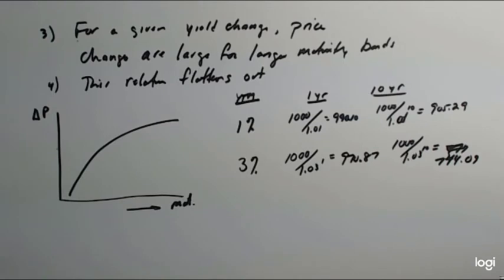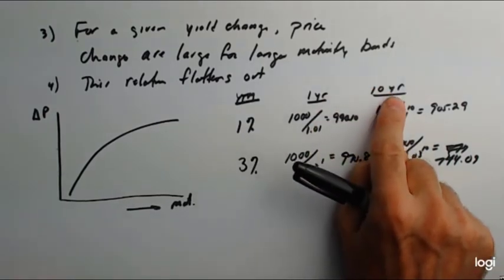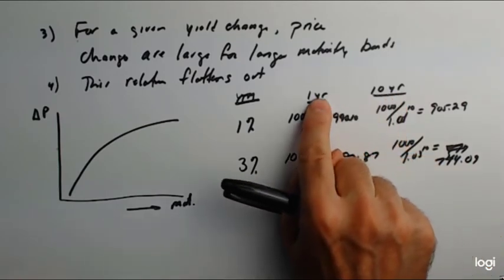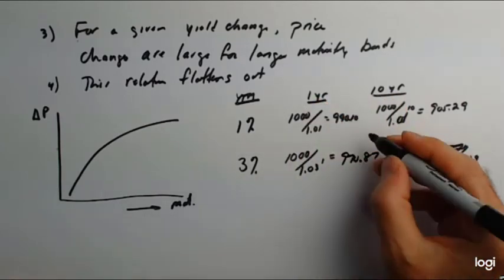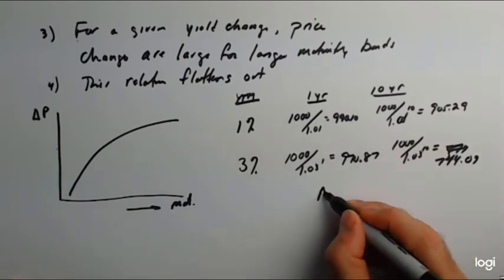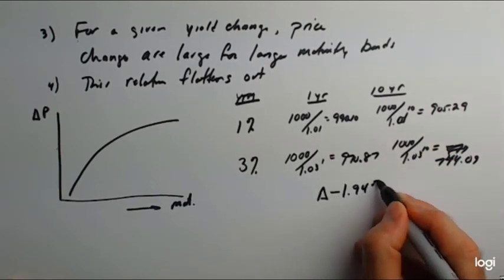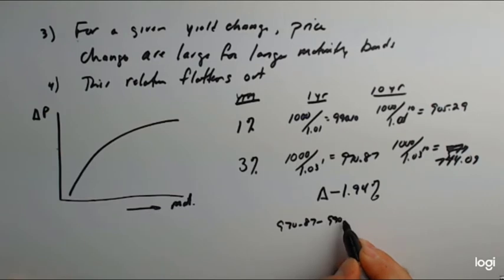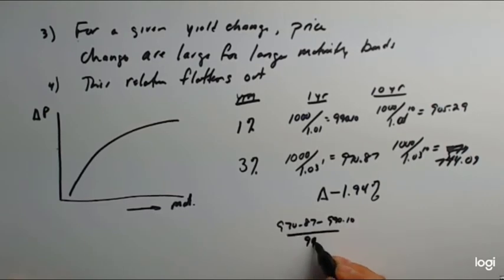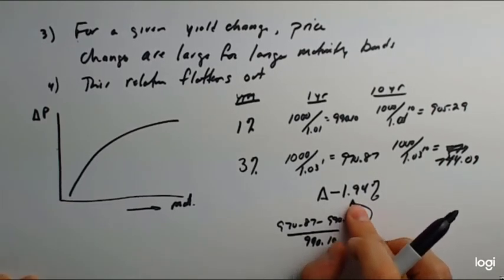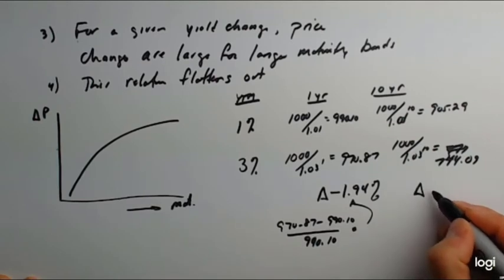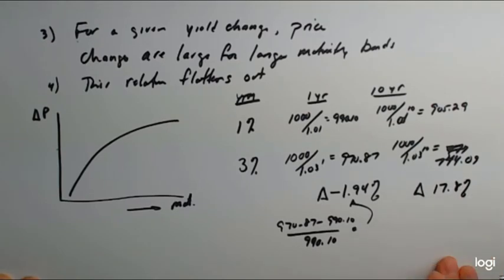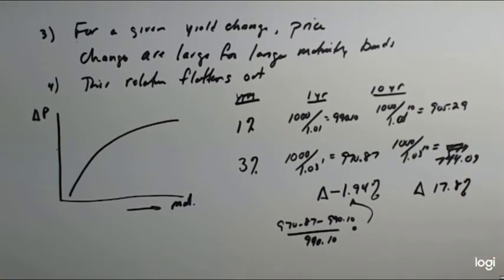Okay, so what you see here now is, look at this. So here's a bond with a 10-year maturity, 10 times this maturity here. And so what we have is a price change. So the change in price here was minus 1.94%. So you take 970.87 minus 990.10 divided by 990.10, and you'll get this minus 1.94%. And then here you're going to get a change of 17.8%.